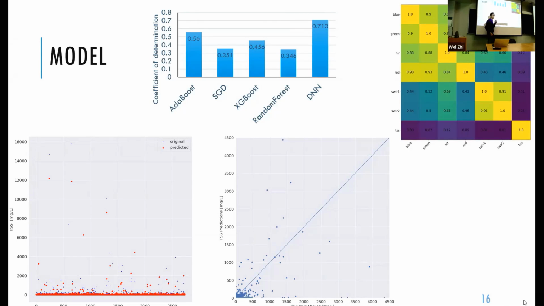Do you think transformation may be a benefit? We did do transformation of the original data. So data were standardized and rescaled. Yeah.